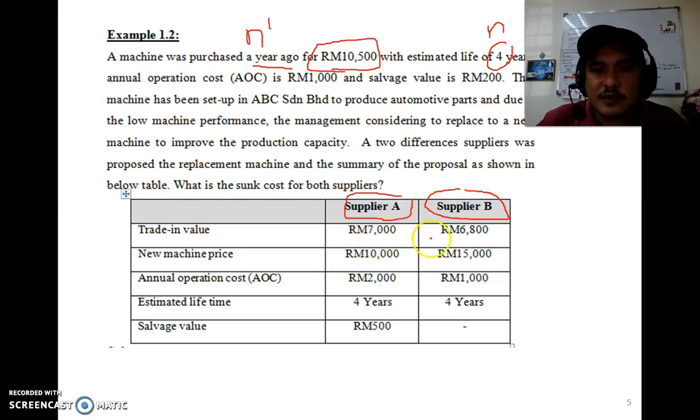Alright, what is important here is that we want to compare in terms of trade-in. Supplier A's trade-in value is 7,000. Supplier B's trade-in value is 6,800. For the rest of the information, the price is 10,000 and 15,000, the AOC is 2,000 and 1,000. The estimated lifetime is 4 years for both, and the salvage value is 500 for A and no salvage value for B. So how do we calculate this one?